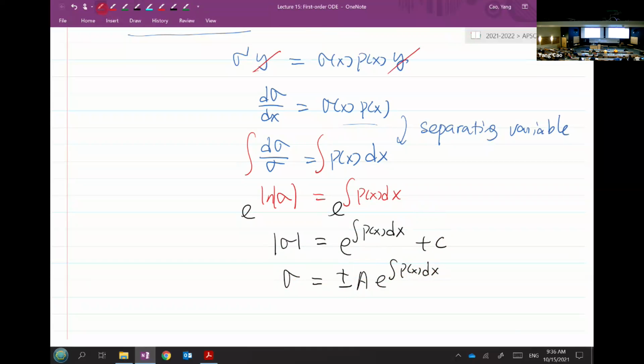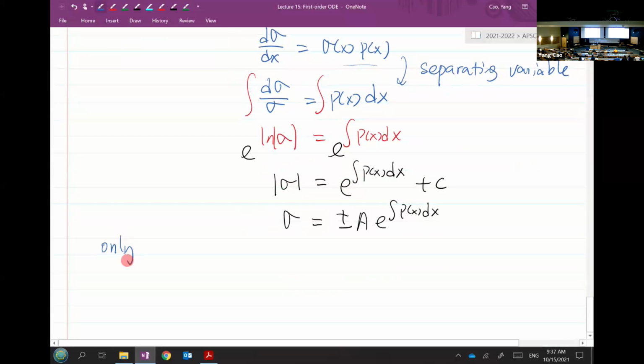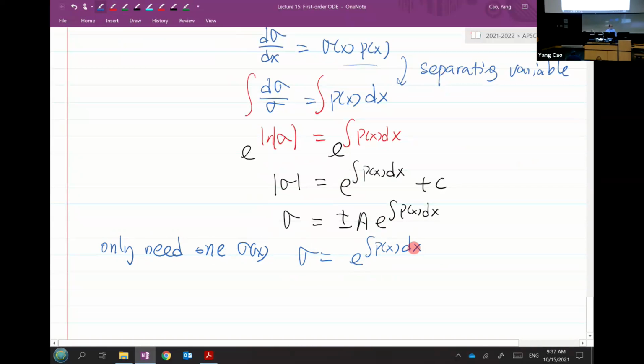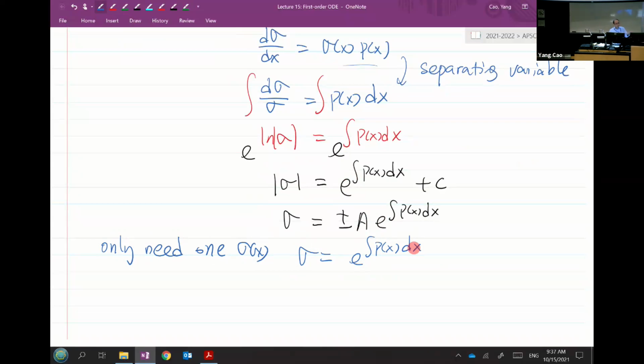Now, however, remember, this is finding a sigma. This is not finding a general sigma. Basically, you only need one candidate for the sigma function. So you don't need a general one. You only need one sigma of x. If I only need one sigma of x, then I can pick the simplest one. I'll get rid of the constant A and just pick e to the power of this integral here. With that one candidate, that should be fine, because I'm not looking for an arbitrary solution for sigma here.